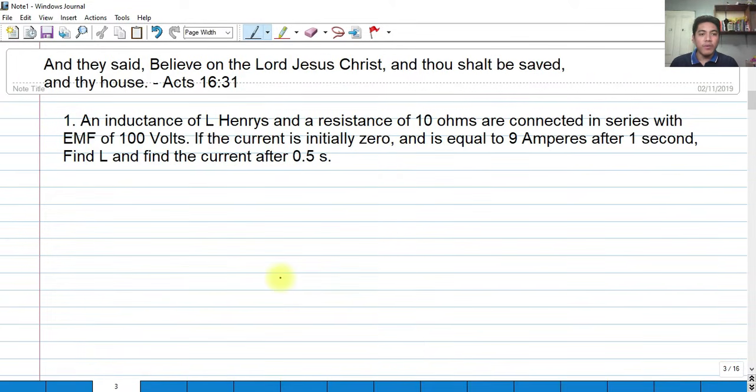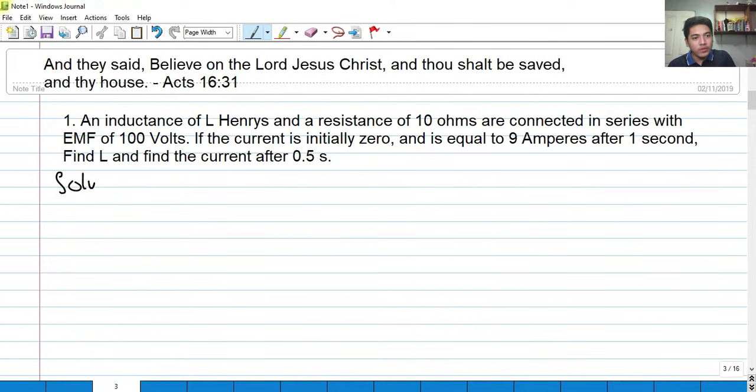So for number one, an inductance of L henries and a resistance of 10 ohms are connected in series. This is very important, that they should be connected in series with an EMF of 100 volts. EMF stands for the voltage source, or in other words, voltage in the circuit. So 100 volts. If the current is initially 0 and is equal to 9 amperes after 1 second, find L and find the current after 0.5 seconds.